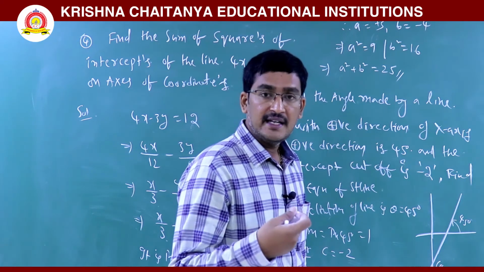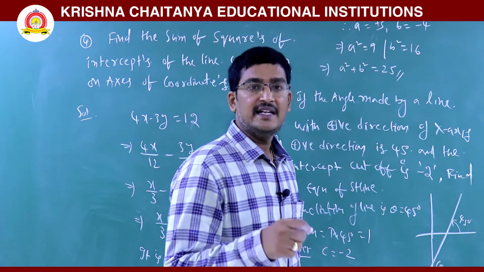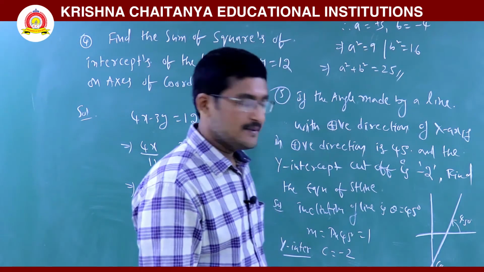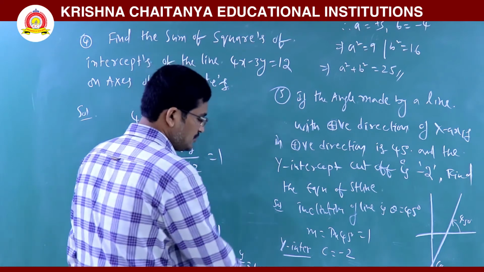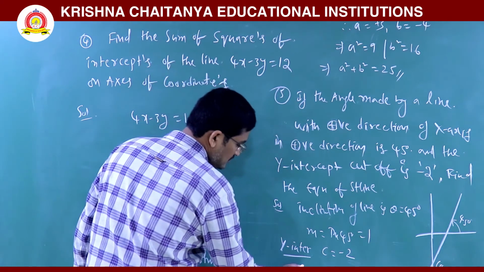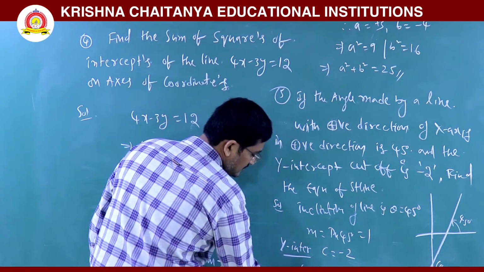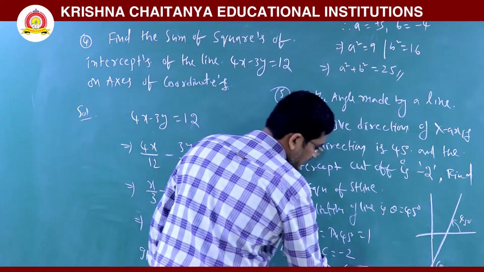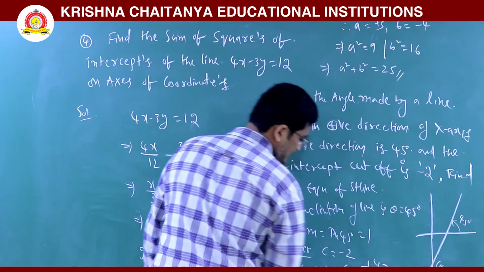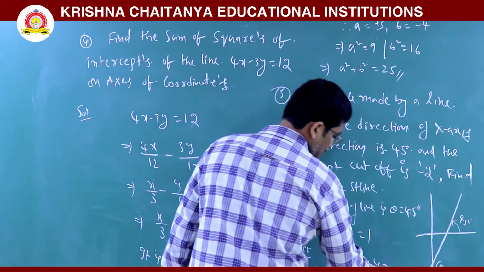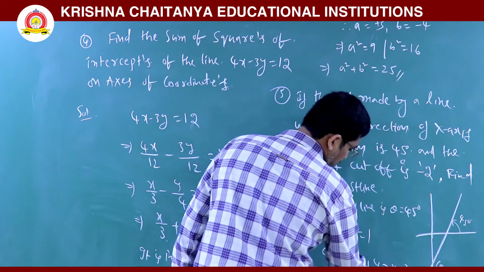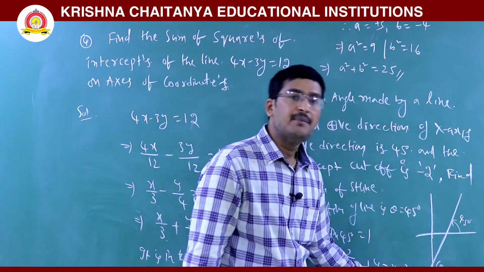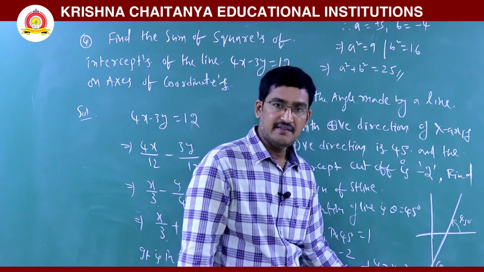Then how do we find the straight line equation? We find that straight line equation by using the slope intercept form, which is y equals mx plus c. So the required straight line is in the form y equals mx plus c. This implies y equals, what is m? 1 into x minus 2. So y equals x minus 2, or x minus y minus 2 equals 0. This is the required straight line.